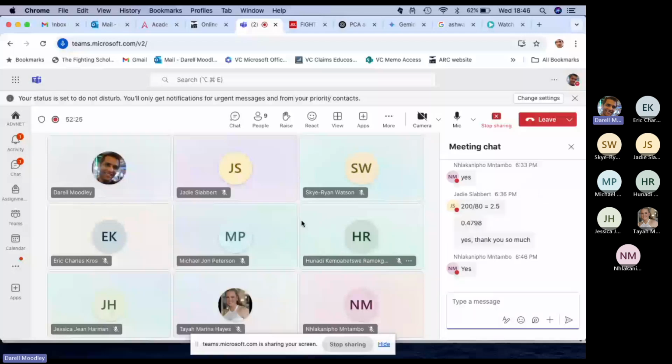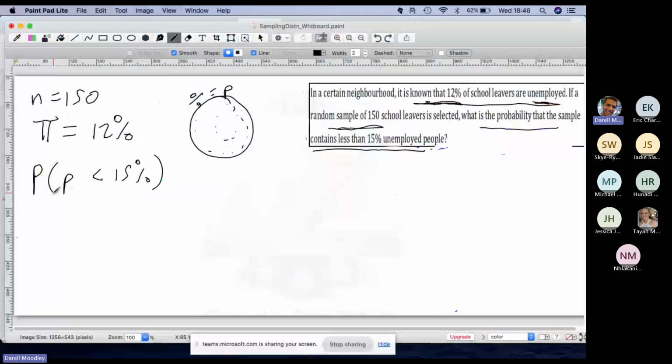So that's what we're being asked. What's the chance that the percentage of unemployed people from that sample is less than 15%? Okay, so what happens now is, to work like this.